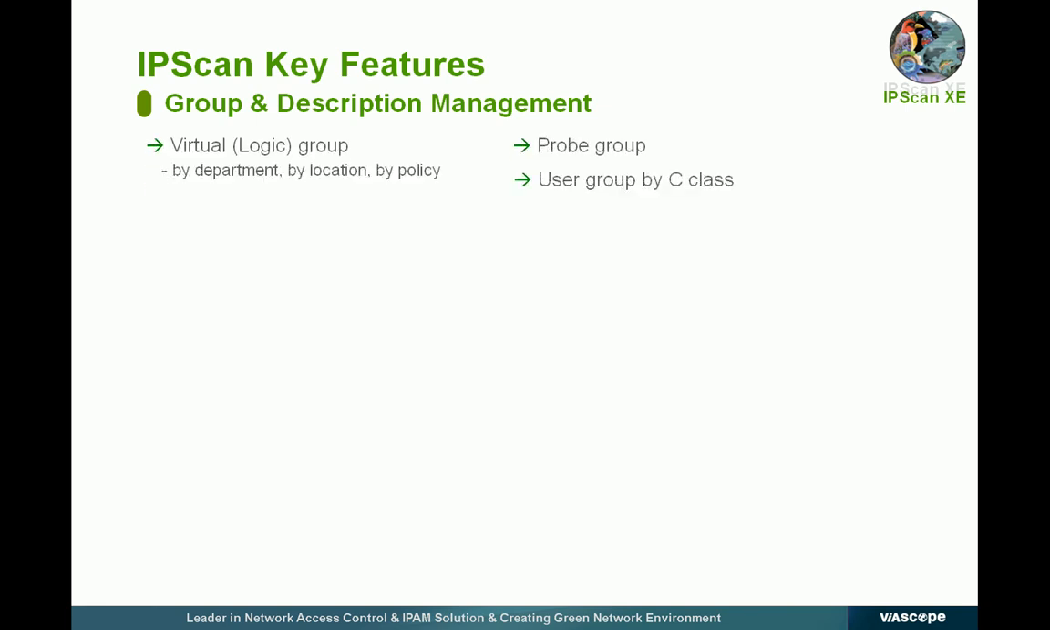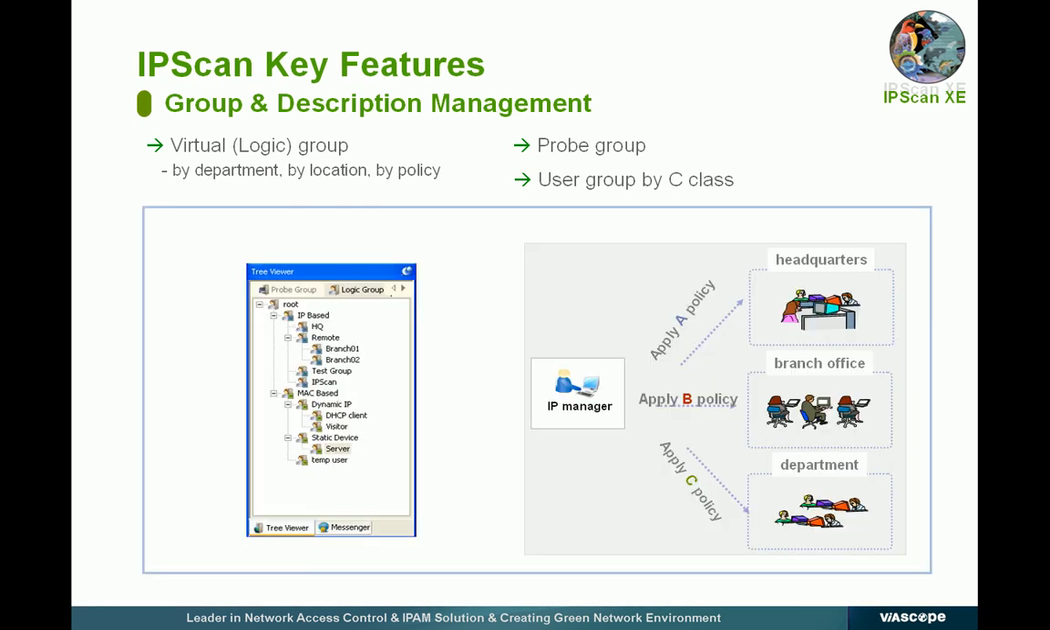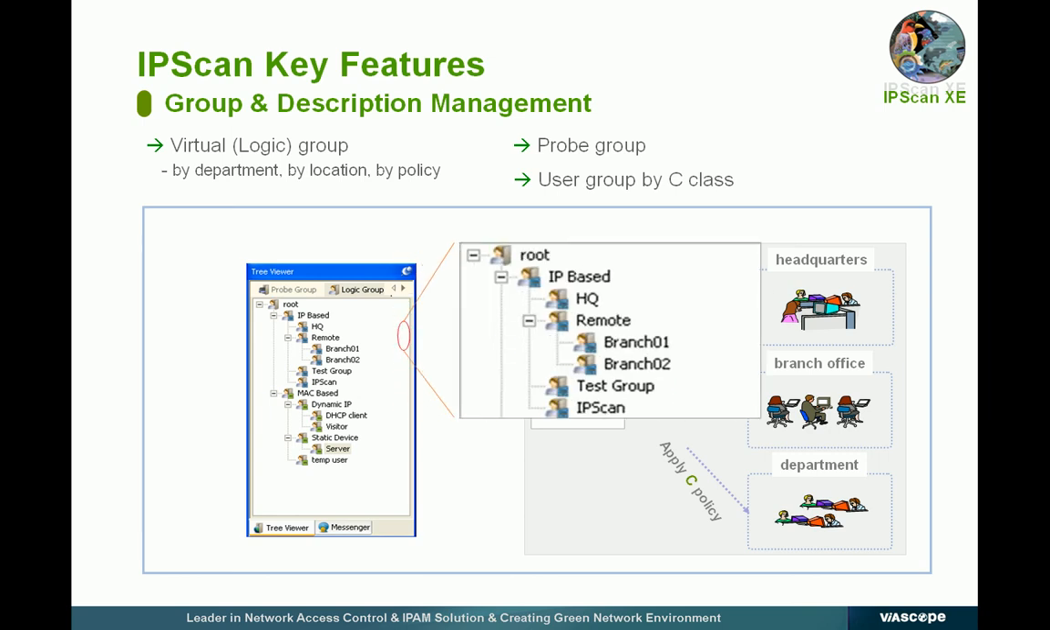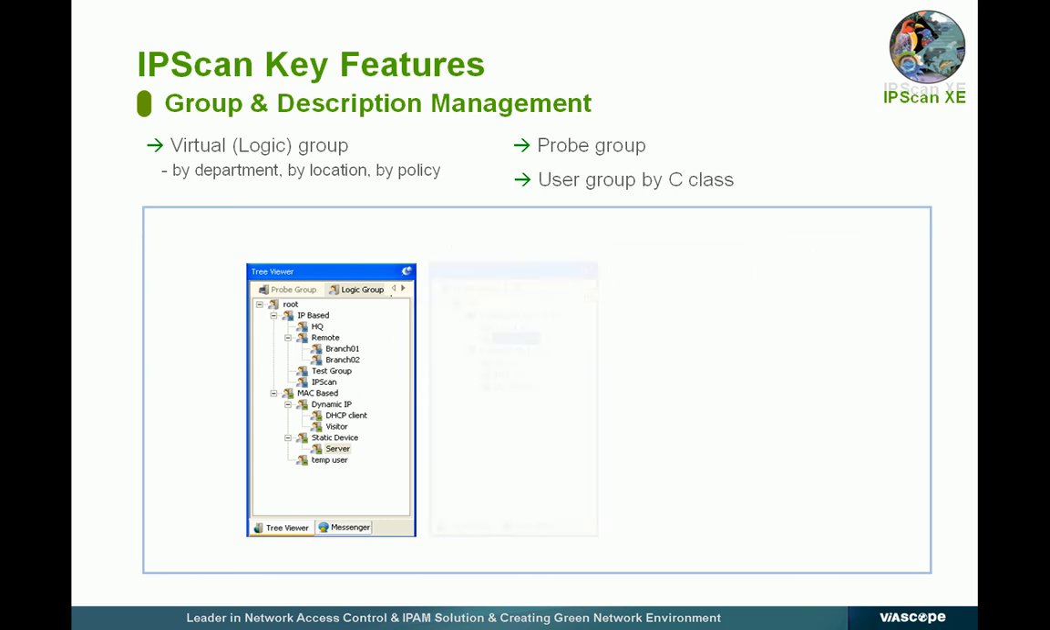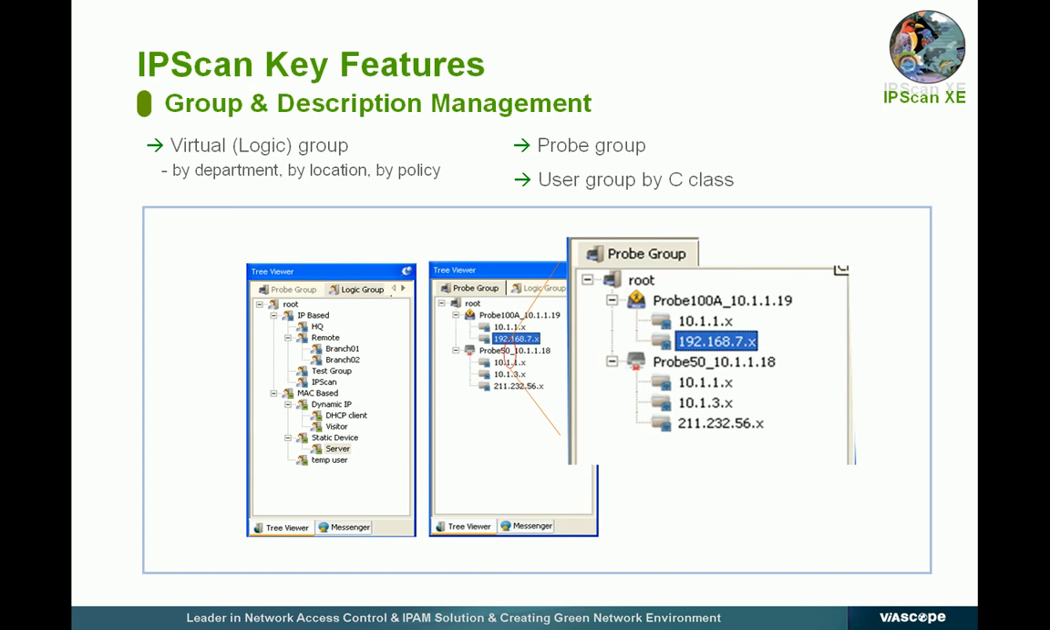Groups managed by IPScan are divided into two categories: virtual group and probe group. The virtual group can be classified by the department, region, such as main and branch office, and policy application. For example, the IP or MAC addresses of employees in the main office and those in the branch office can be grouped separately, as the individual virtual group for separate management. The probe group is used for managing the IP or MAC addresses by the probe in the network. The probe group contains all addresses in the IP monitoring range that is controlled by the probe, so that the monitoring unit can be clustered by a unit network that is controlled by each probe.